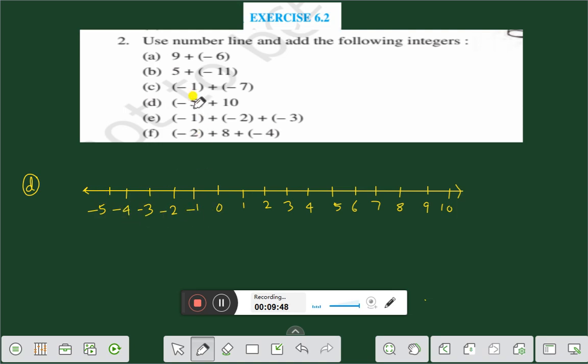Now question number D is minus 5 plus 10. Minus 5 means left side. Minus 5 means from 0, minus 5 will get here. This is minus 5.